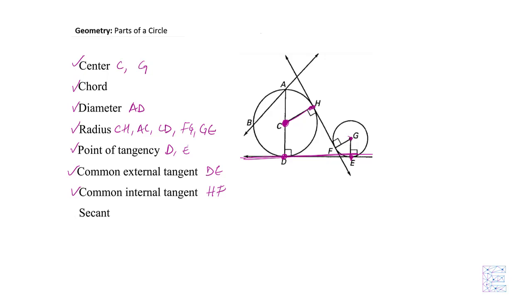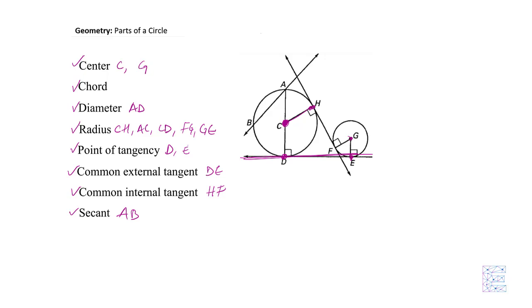A secant is any line that cuts through a circle. So if you have a line that's cutting through a circle, you can call it a secant. An example of that would be line AB. It cuts through a circle. Don't confuse secants with chords. Chords do not cut through. They start at a point on a circle and end inside. They never cut through.